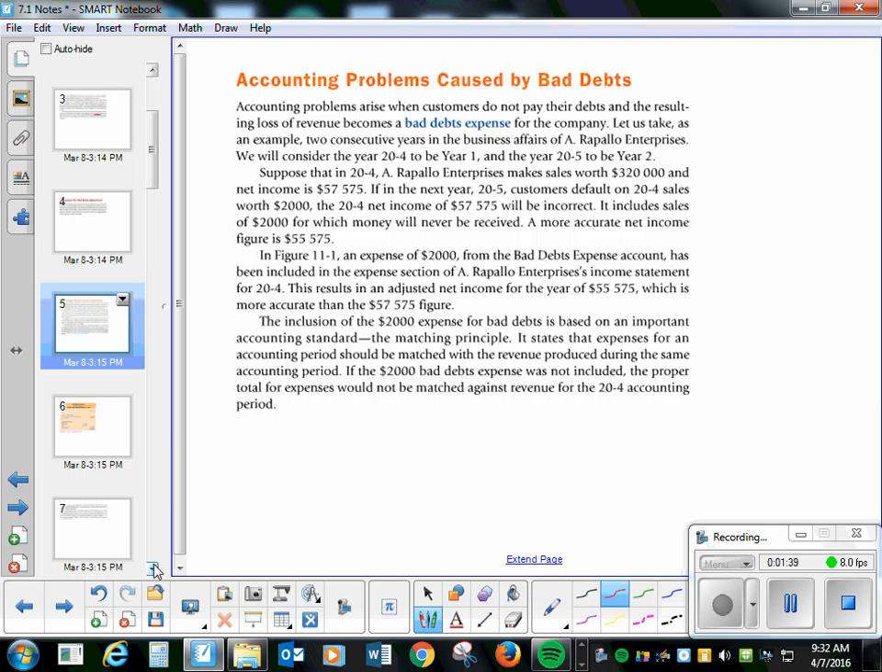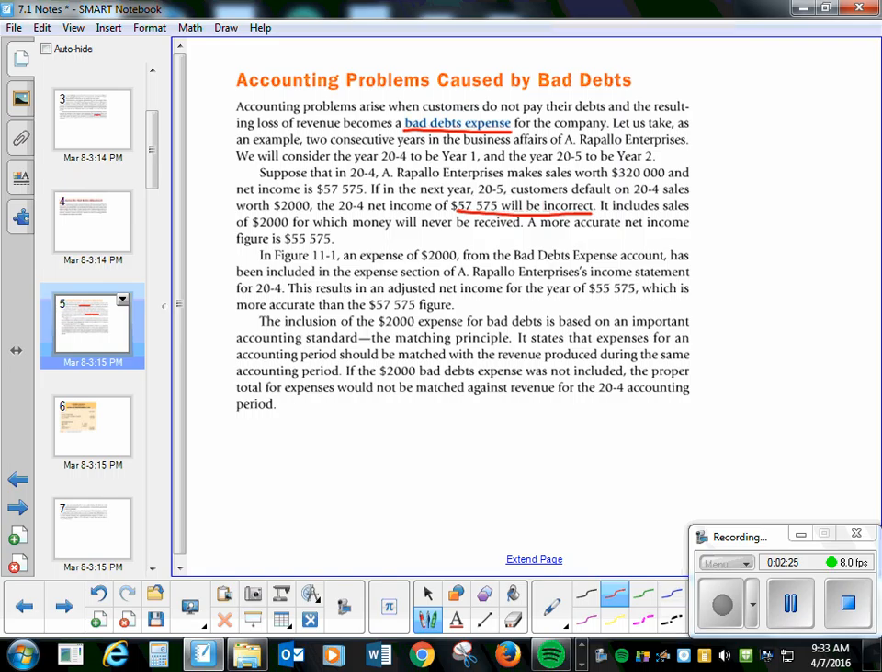Accounting problems arise when customers do not pay their debts, and the resulting loss of revenue becomes a bad debt expense for the company. Let us take as an example 2 consecutive years in the business affairs of A. Rapallo Enterprises. We will consider the year 24 to be year 1 and the year 25 to be year 2. Suppose that in 24, A. Rapallo Enterprises makes sales worth $320,000 and the net income of $57,575. If in the next year, 25, customers default on the 24 sales worth $2,000, the 24 net income of $57,575 will be incorrect because not everything was collected.